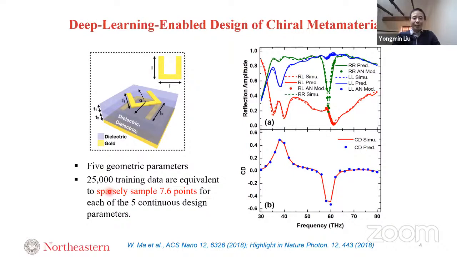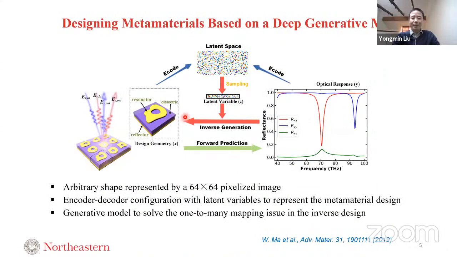It sounds like a very large number of data, but if you consider that 25,000 is 7.6 to the power of 5, on average we only sparsely sample around 7.6 points for each individual continuous design parameter out of the five. But very surprisingly, we found that the forward prediction and inverse design can work very well. However, as you can see, there's a constraint in terms of the geometry. In order to harness this large degree of freedom in the design space, we really want to have an arbitrary-shaped geometry. I think that's one of the motivations of this Advanced Materials paper.